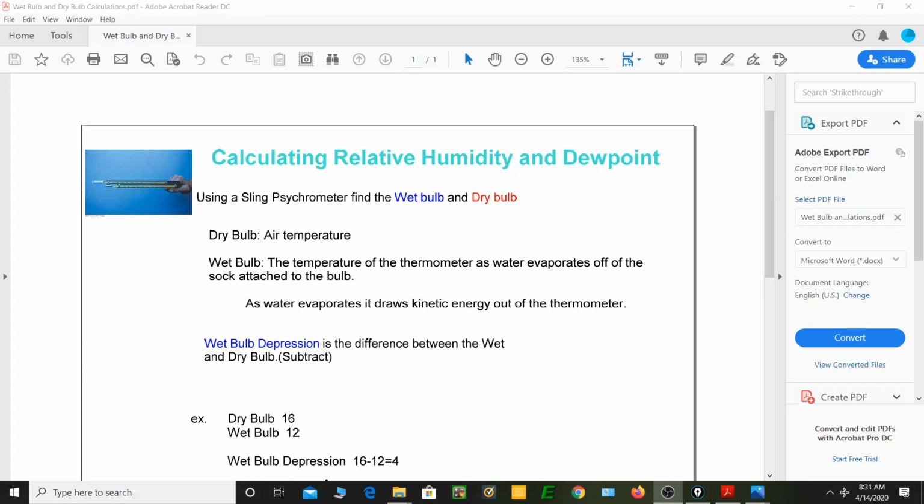Okay, hi everybody. In this lesson, we're going to talk about how to calculate relative humidity, which is how full the air is relative to its temperature and how much it can hold, and how to calculate the dew point, which is the temperature at which the air is full. The way we do this is we use an instrument called a Sling Psychrometer, and let me show you what that is.